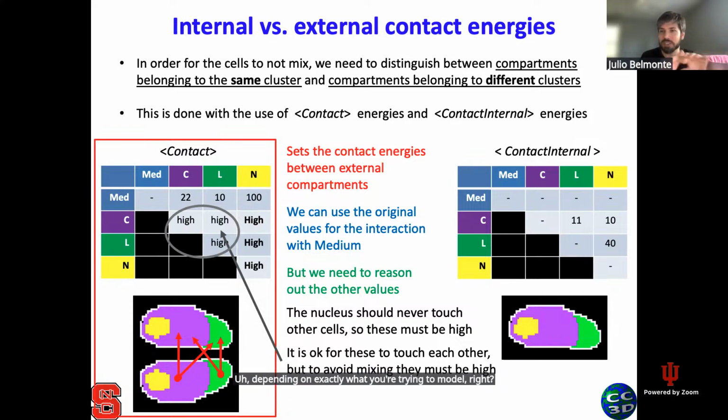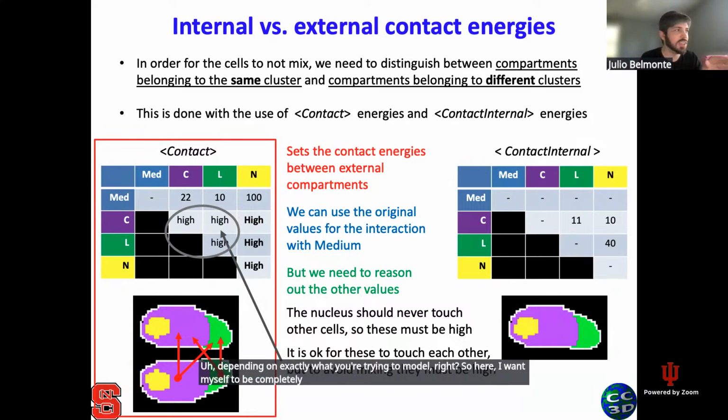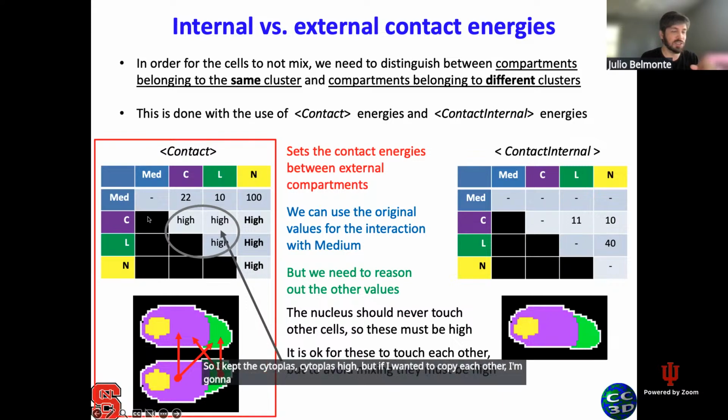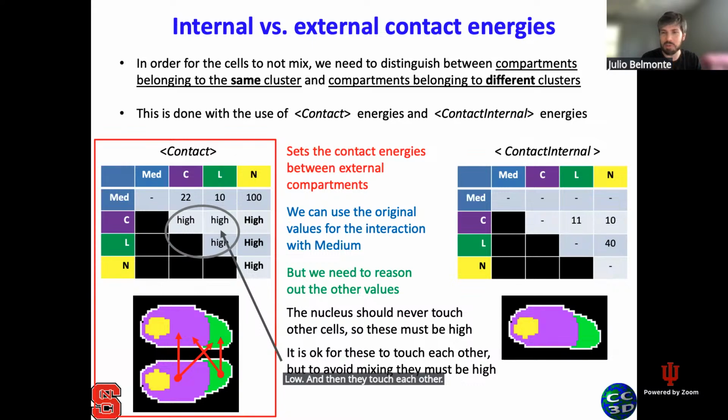So here I want my cells to be completely independent of one another, so I kept the cytoplasm high. But if I wanted them to couple with each other, I make the cytoplasm low, and then they touch each other. And of course, remember that cytoplasm is the cytoplasm and also the cell membrane around it. So this is one way that you can do it. Okay.